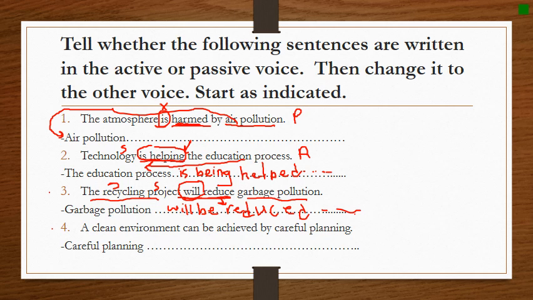Finally, a clean environment can be achieved by careful planning. Can be achieved. Okay, there's a verb be and there's a past participle, so it's passive. So let me take back my subject to the beginning. Careful planning can, I have to remove the be, I'm writing it in the active voice. Achieve. After can, could, shall, should, you always write the base form of any verb. Okay, can achieve a clean environment.